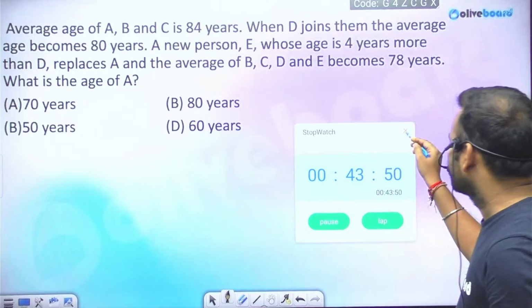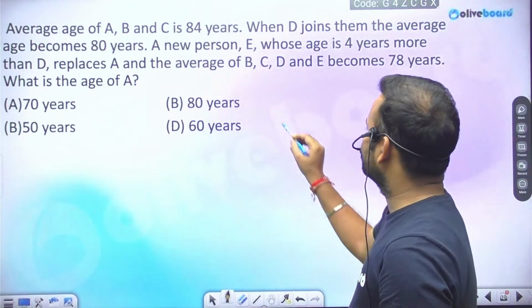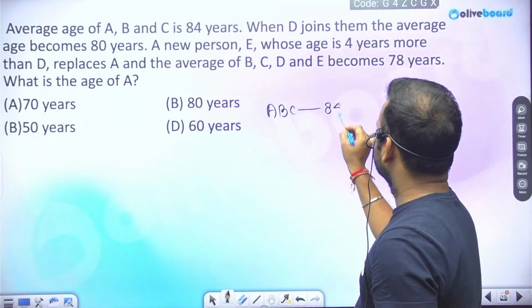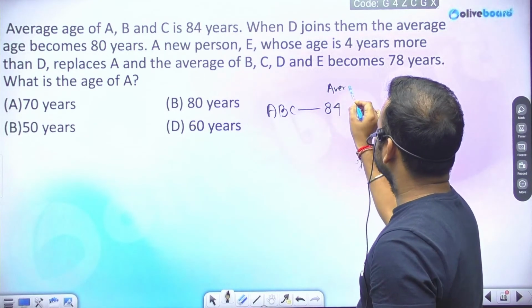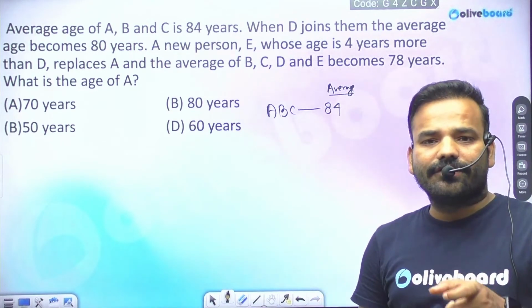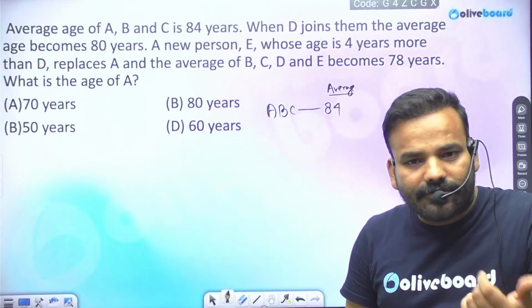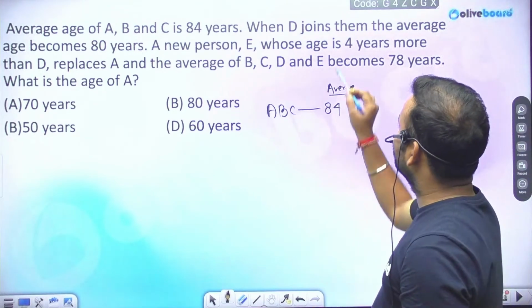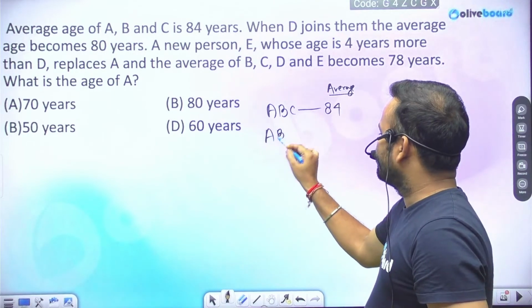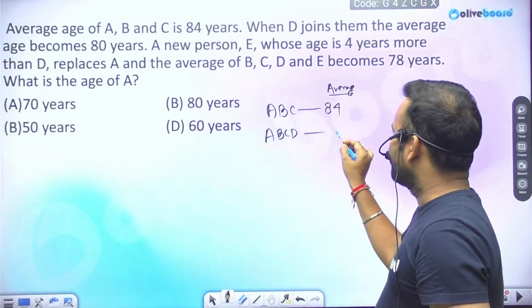Fine. Now, the average of ABC is 84. ABC is having an average of 84. These 3 members have an average of 84. That means the total is 84 times 3. Now, when D joins them, the average becomes 80. So the moment D comes here, the average becomes 80.